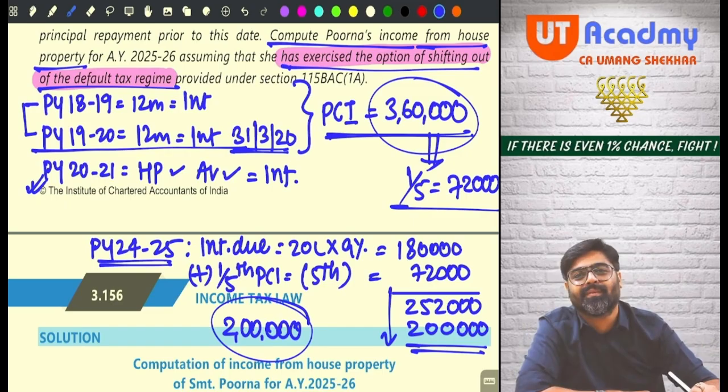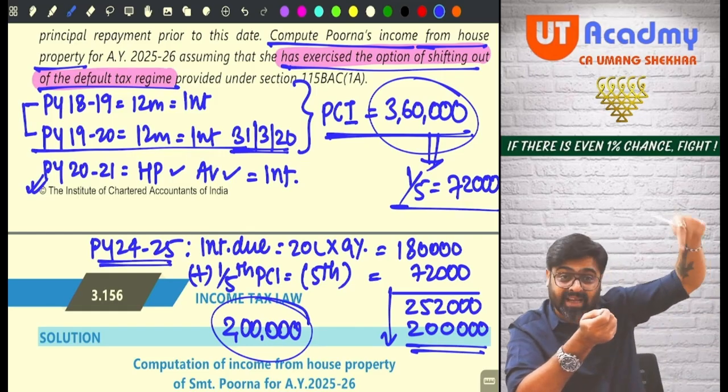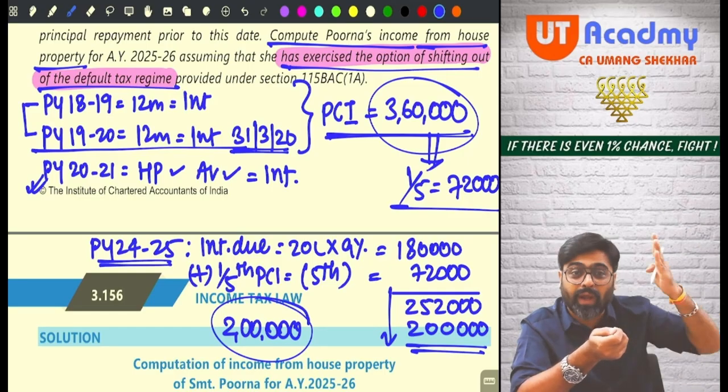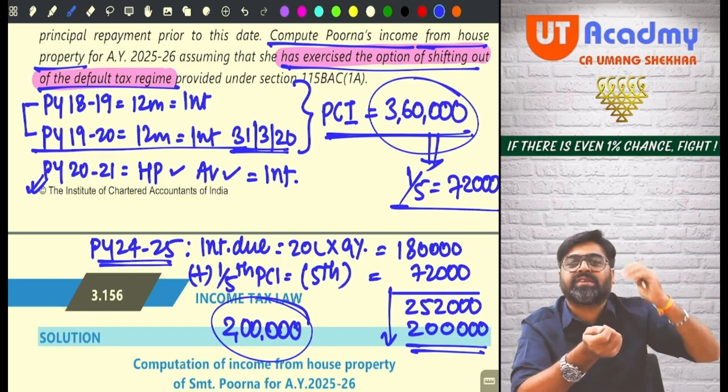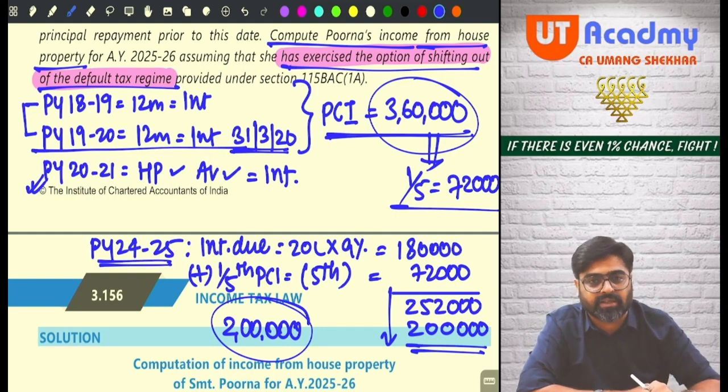Hello? What mistake you are doing, you know? You are taking the pre-construction period, you are stretching the pre-construction period till the date of completion of construction. Why are you taking that? I told you to end your pre-construction period on 31st March, immediately prior to the date of completion of construction.